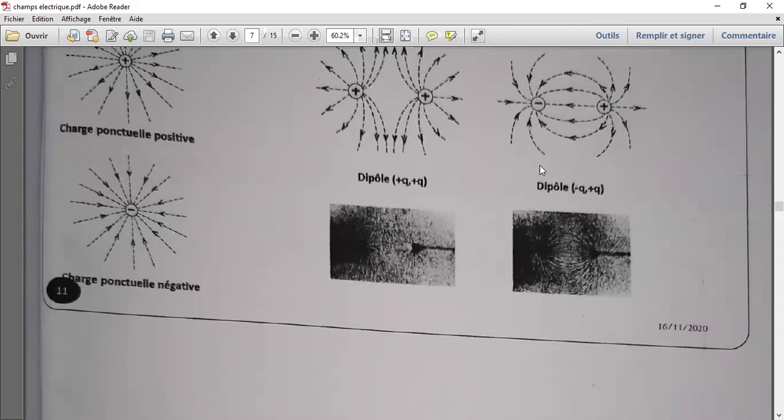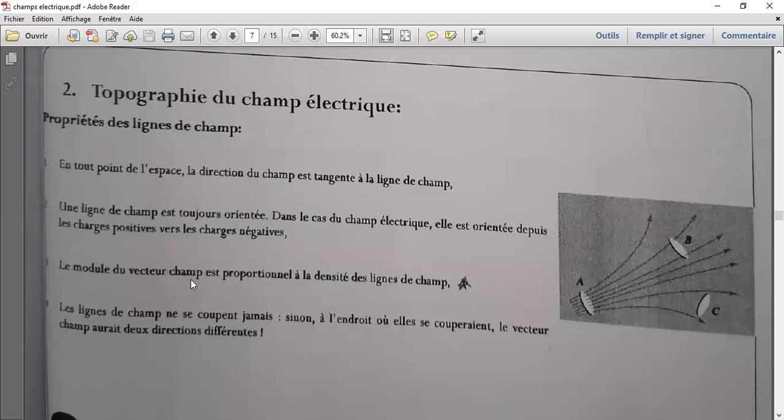This you have to know under topography, it is important to know. Then le module du vecteur champ est proportionnel à la densité des lignes de champ. They're saying that the module, I can say the size of the vector champ, or in other terms the power of the vector champ, is proportional to the density of the lignes de champ. So the champ is greater where the lines are denser.